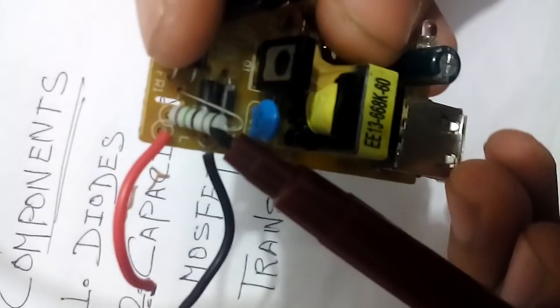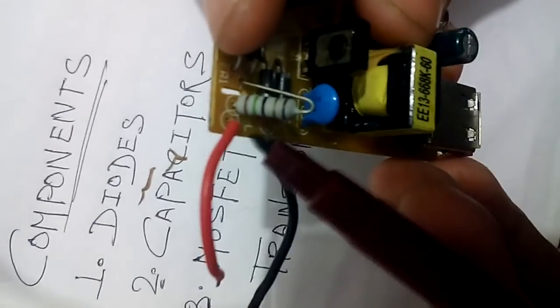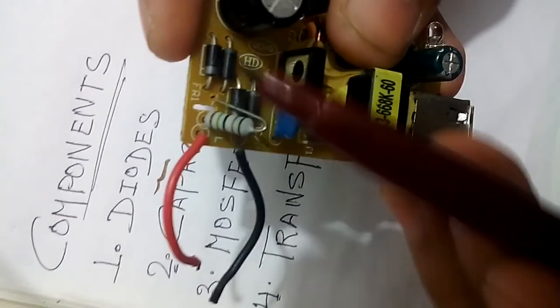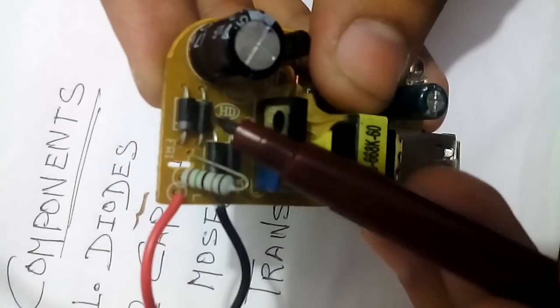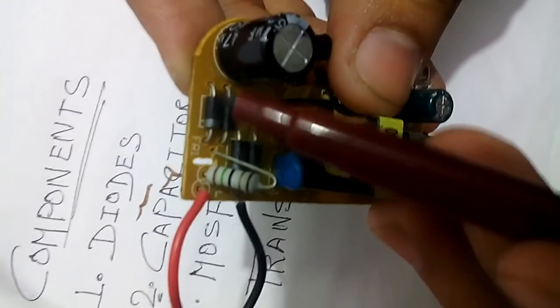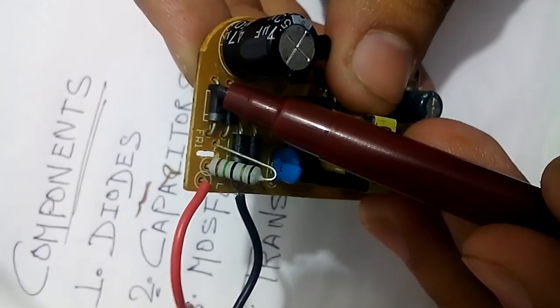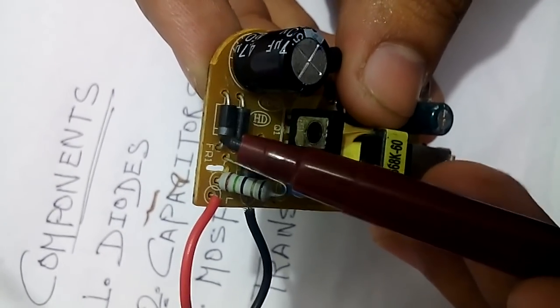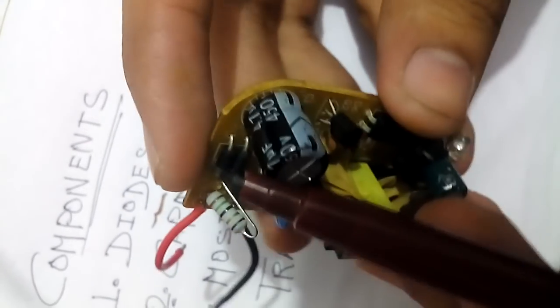Here you can see this is a resistance. You can identify resistance by these color code lines, and you can also find out the value of this resistance by these color code lines. After that, you see these four cylindrical shaped things. These are diodes. You can find this is the positive of the diode and this is the negative part. You can identify by this white line that this is the negative part of this diode.